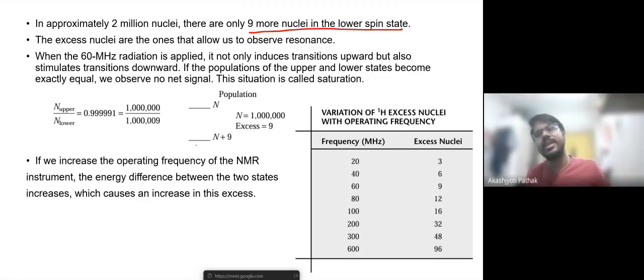The lower spin state is the lower energy state, so there will be more nuclei there, but the difference is only 9 when you are applying a frequency of 60 megahertz.